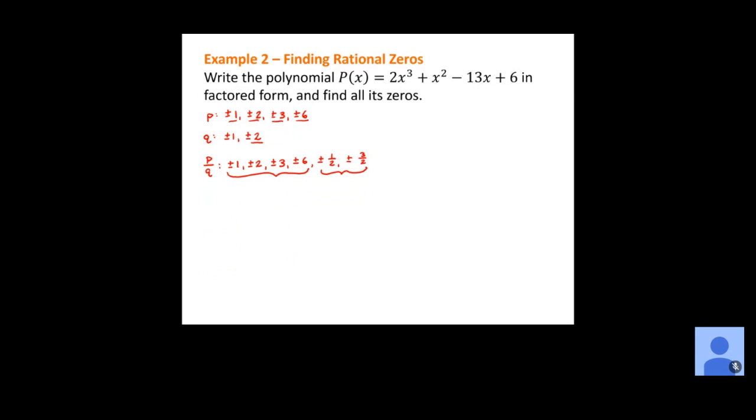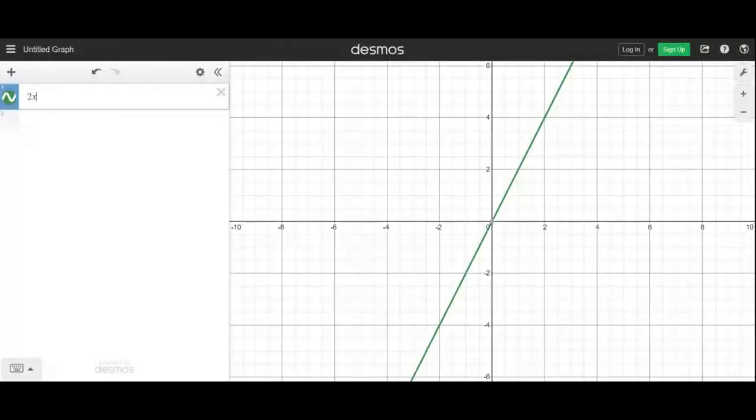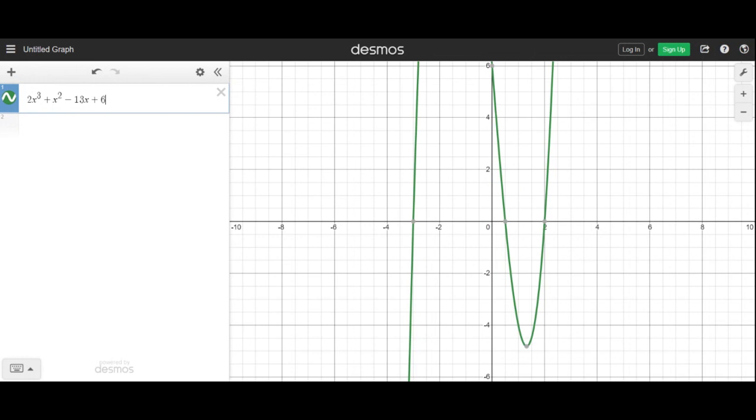I'm going to graph this. We'll figure out which ones we think we might want to use, and then we'll just do our synthetic division on those values. All right, so this time we've got 2x cubed plus x squared minus 13x plus 6. Looking at that graph now, what values look like they might be zeros?